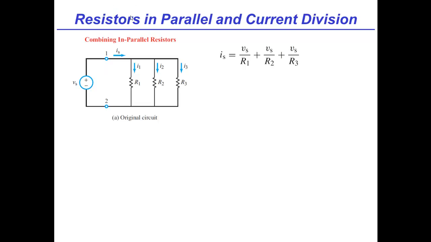Now, they've got to add up by KCL. Exactly. They have to add up by KCL at this node right here. IS is the current going in, and I1, I2, and I3 are the currents coming out. So IS must equal I1 plus I2 plus I3. And we've just told you that I1 is Vs over R1, I2 is Vs over R2, and I3 is Vs over R3, which means IS is equal to Vs over R1 plus Vs over R2 plus Vs over R3.